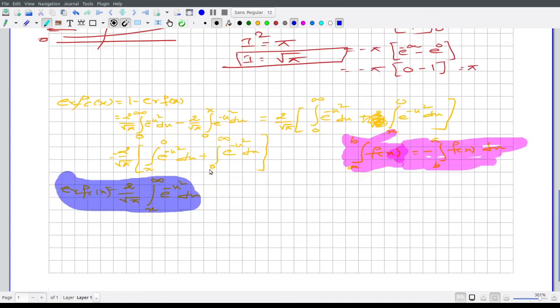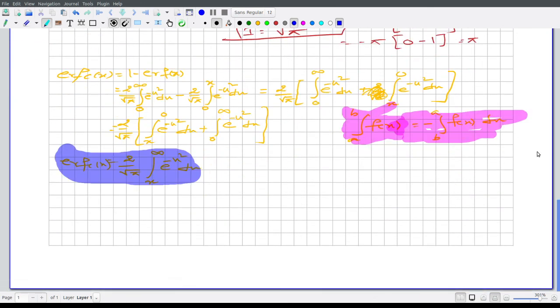Then we have to find how the error function erf is valued: for x equals 0 it should be 0, and erf of infinity is 1. That I will cover in the next lecture.